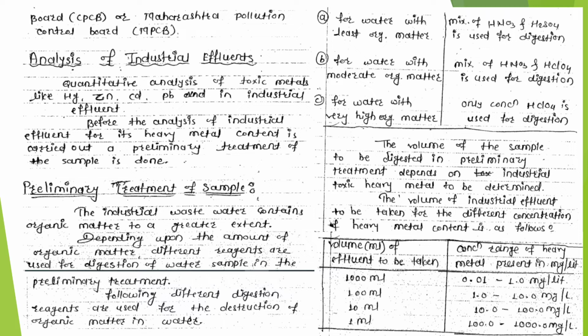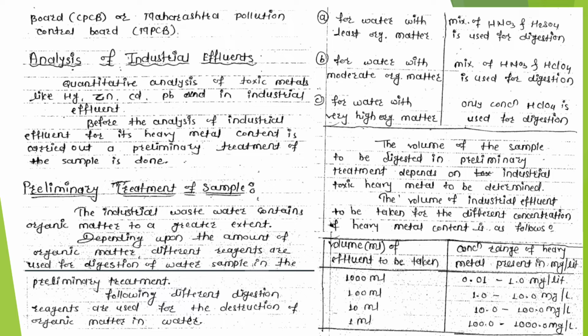After that, the volume of the sample to be digested in the preliminary treatment depends upon the industrial toxic heavy metals to be determined. So the volume of sample digested depends upon which type of heavy metal is present in the given industrial effluent. The volume of the industrial effluent to be taken for the different concentrations of heavy metal content is as follows: for the different types of heavy metal, how much volume is taken for 1000 ml.